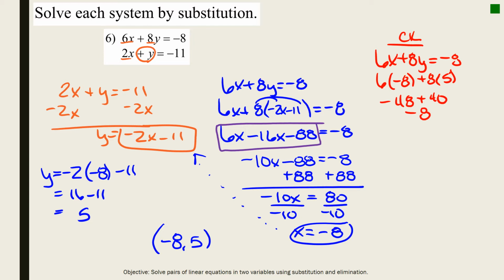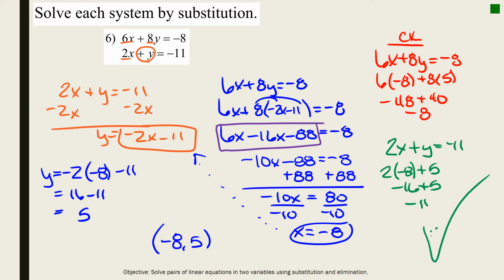All right, let's do it for the next one. 2x plus y equals -11. Secret word. Hallelujah! All right, for x, I'm going to put -8. For y, I'm going to put 5. I'm going to get -16 plus 5. It equals -11. Happy check, cha, cha, cha.